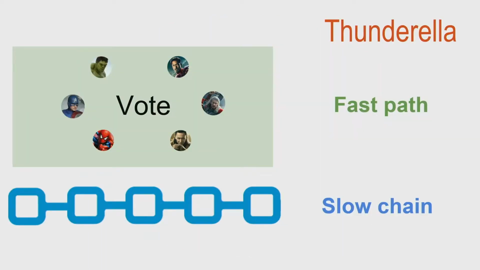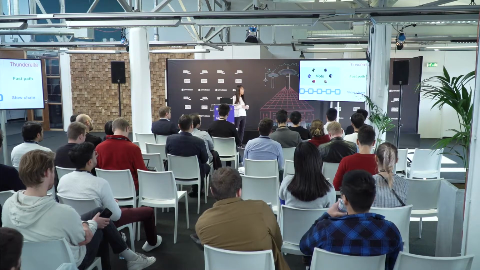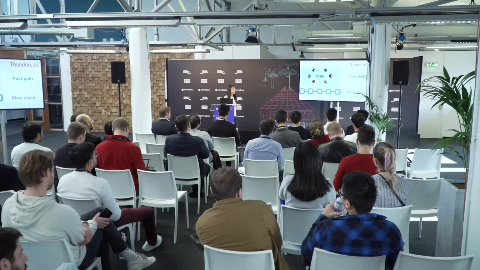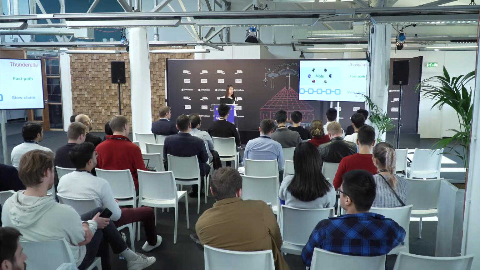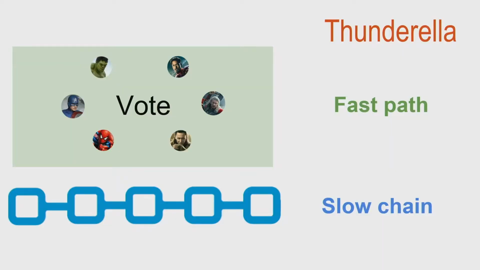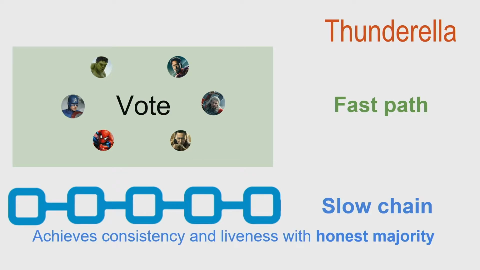The idea of Cinderella is also very simple. When things are good, we execute on this fast path. We do this one-round voting process. And if the condition of liveness fails and the execution gets stuck, we can just fall back to a robust slow chain. This slow chain is just any kind of blockchain protocol that achieves consistency and liveness with honest majority assumption. It might be slower, but it gives us robustness.